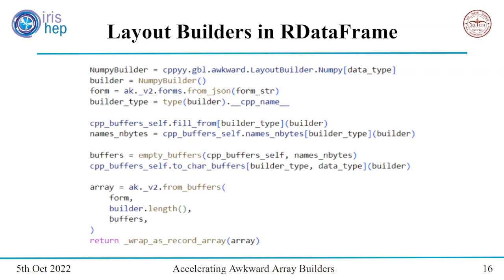Awkward arrays to RDataFrame and from RDataFrame are now using the new layout builder. So this is an example of how it is being used in the RDataFrame. Using the header only C++ library, it simplifies the process of JIT compilation using cppyy.